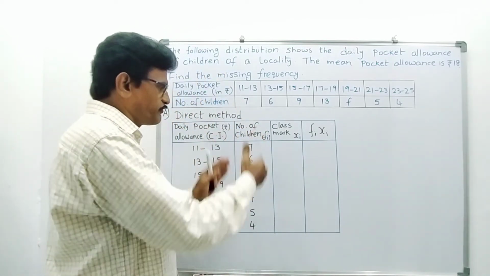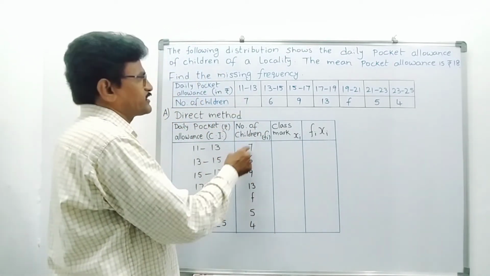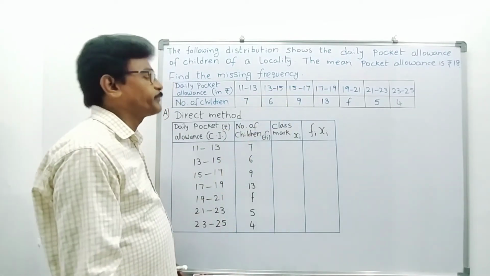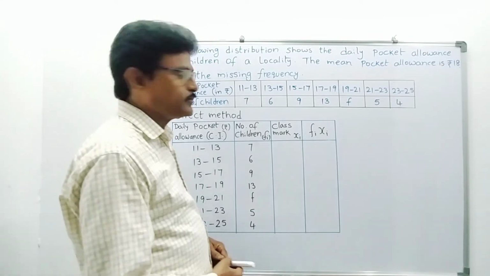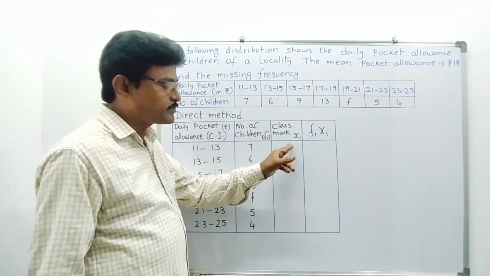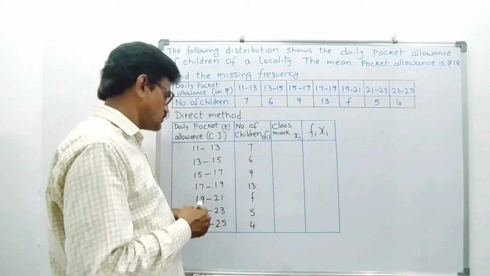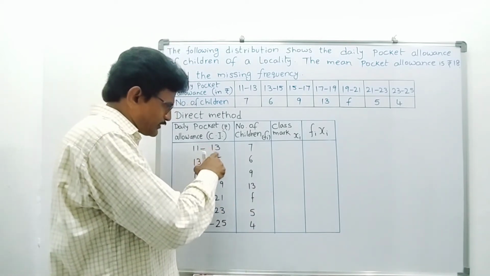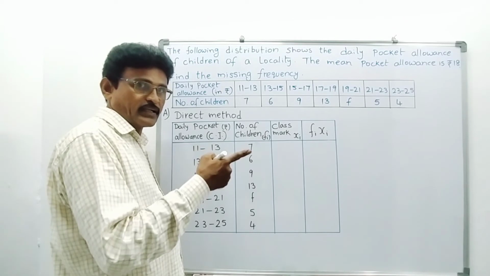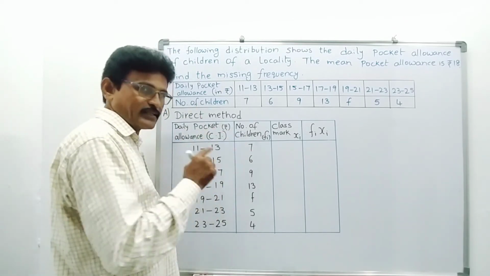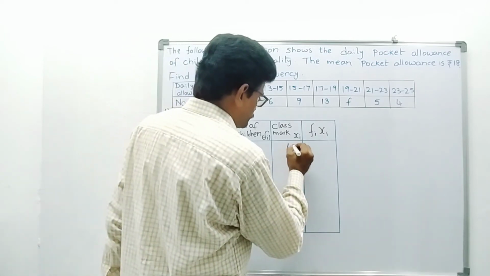So class interval, frequency. 11 to 13, 7. 13 to 15, 16. Like that you have to enter. Now what you have to find? Mid values. Class mark means mid values. That is the Xi symbol. So how to find mid values or class mark? 11, 13. Mid value of 11 and 13: 11 plus 13 by 2. You will get 12. Exactly, mid value you will get 12.